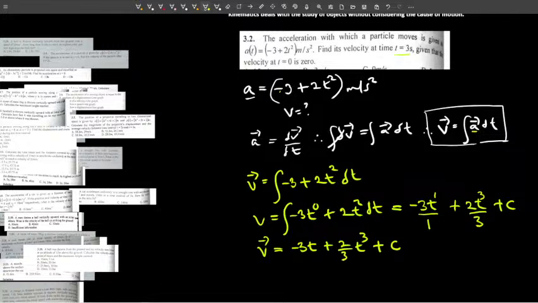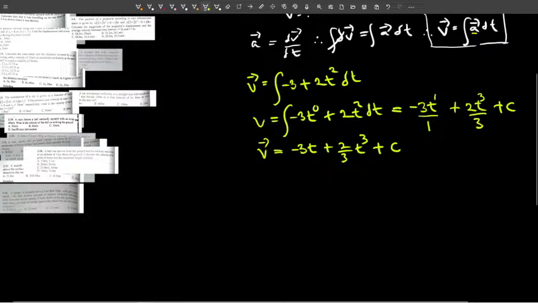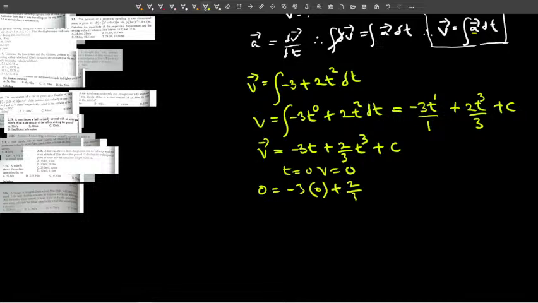...of 3 seconds, given that the velocity at t equals 0 is 0. So we're told that when t is 0, the velocity was 0. Let's substitute this into the equation. We have 0 equals minus 3 times 0 plus 2 over 3 times 0 raised to power 3 plus c. Everything gives 0, plus c. So therefore, c is 0.